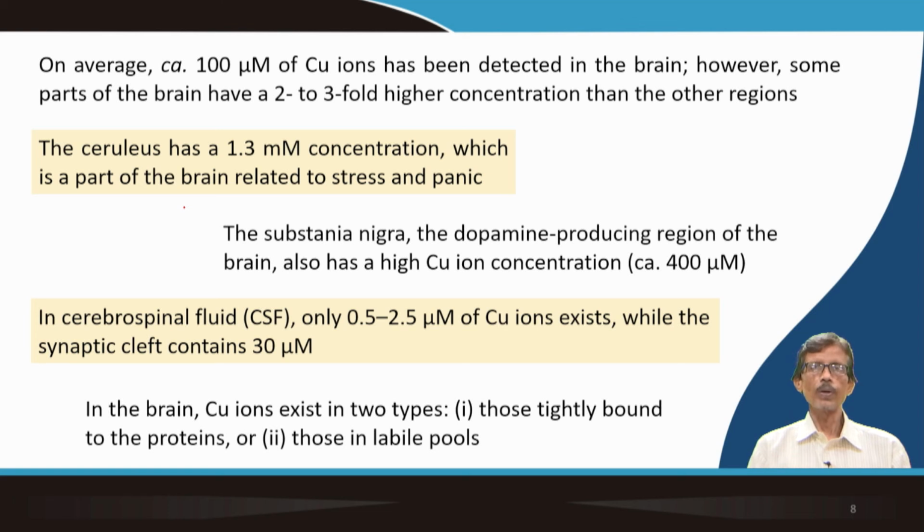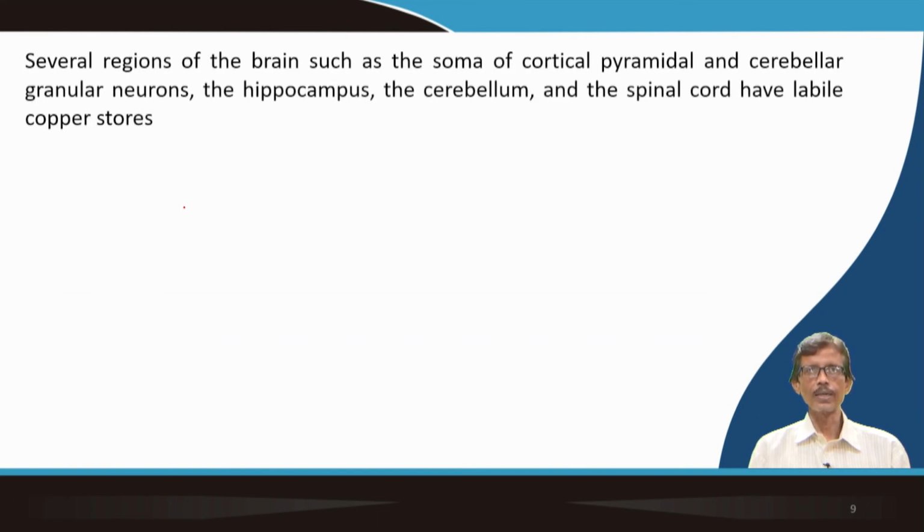So, two types of copper you can have: one is like that of your zinc, the tightly bound one, and the labile one. So, if you forget about copper, you can consider zinc and you can answer nicely about the two types basically. It is a very simplified answer for that. Several regions of the brain, such as the soma or cerebellar granular regions, the hippocampus and the spinal cord, will all have the labile copper ions.